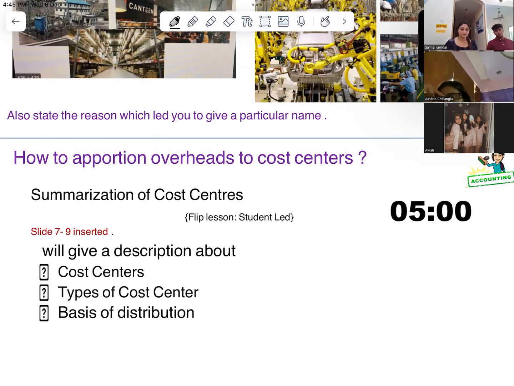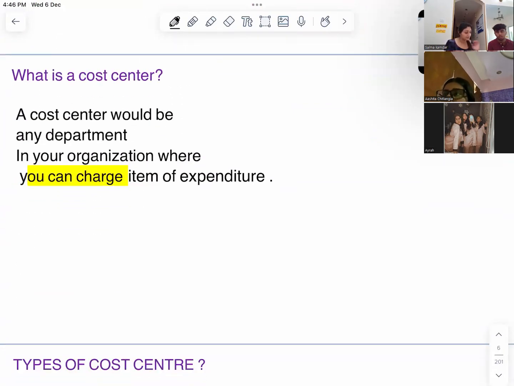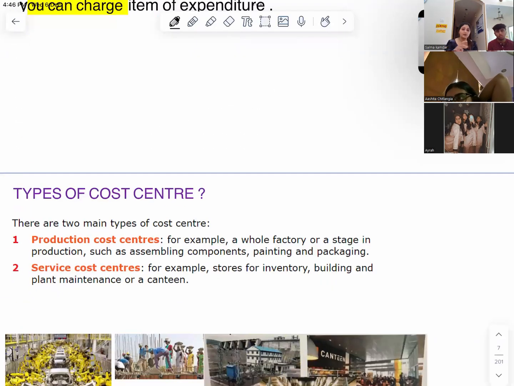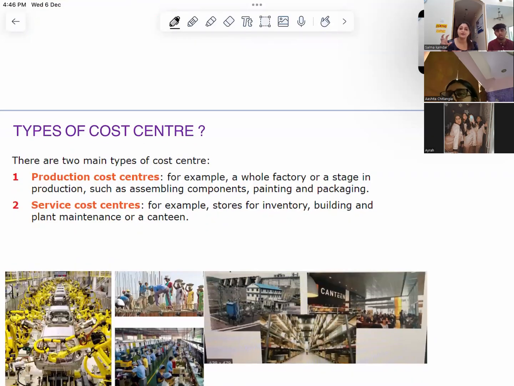Cost center is a place where expenses are charged. What are the different types of cost center? Service and production. So if you see what is a cost center, Ashita, can you please scroll down? Cost center is basically any department in your organization where you can charge an item of expenditure. So cost center is a department in your organization where you can charge the item of expenditure.